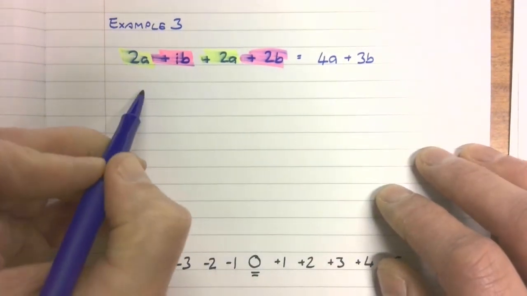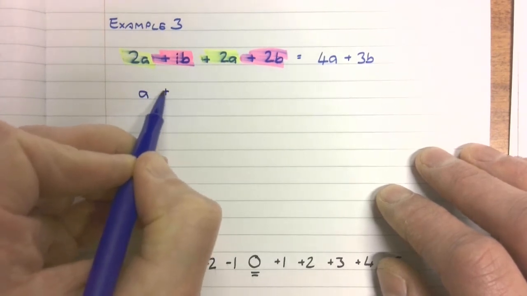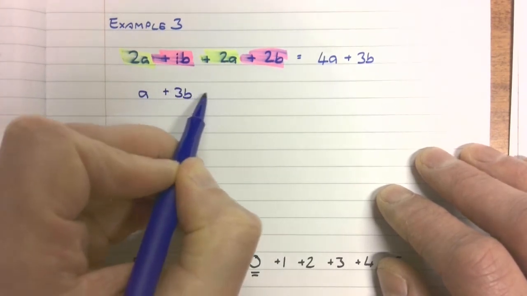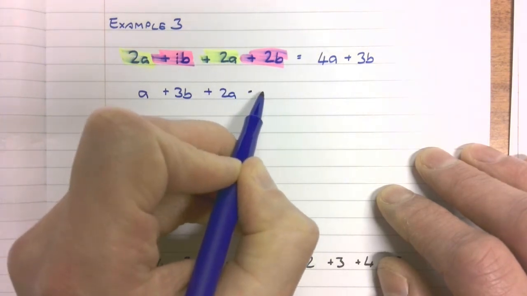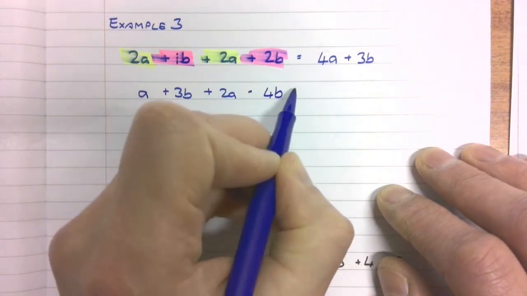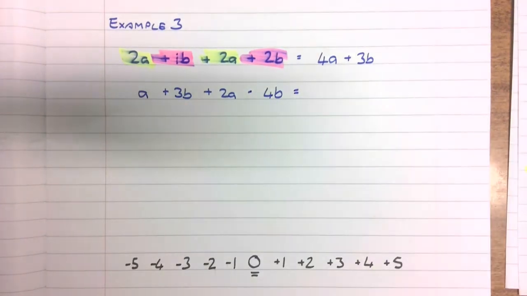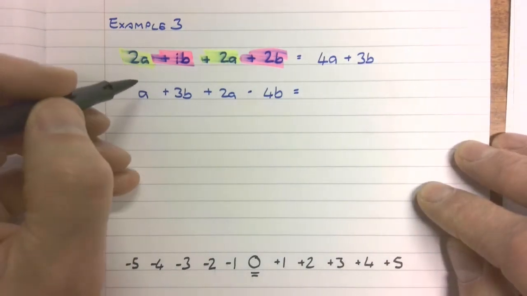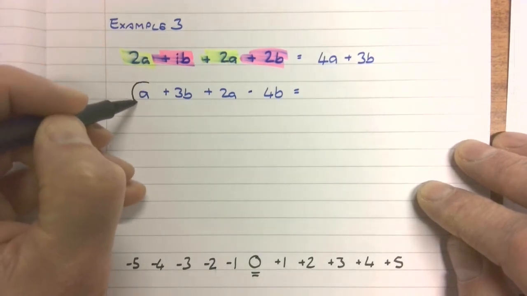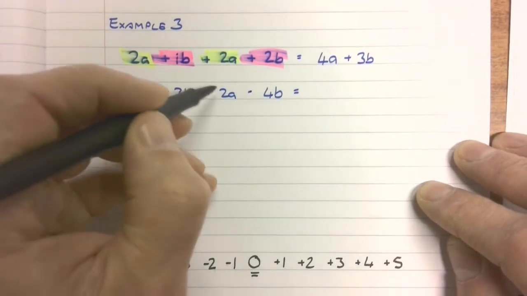New question. So I've got A, add 3B's, add 2A's, take away 4B's. Right, I'm going to show you a different way of doing this now. So we can use highlighters, or we can use circles and squares is another way. So we're going to do the A's in circles. Just helps us figure out what's going on with the A's and the B's.